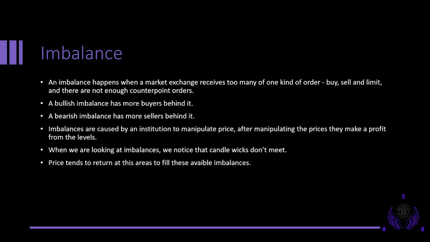Imbalances are caused by an institution to manipulate price. After manipulating the prices, they make a profit from this level. So they need to manipulate the markets, and that's why the rapid, quick moves happen, because they are manipulating prices and they want to make profit. When we are looking at imbalances, we notice that candle wicks don't meet, and price tends to return to these areas to fill this available imbalance, to fill inefficiency in the market.